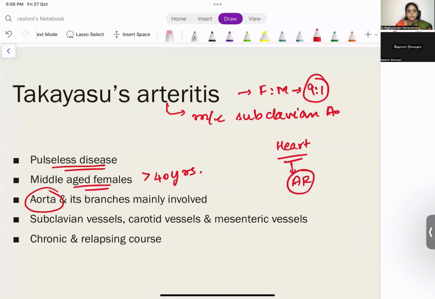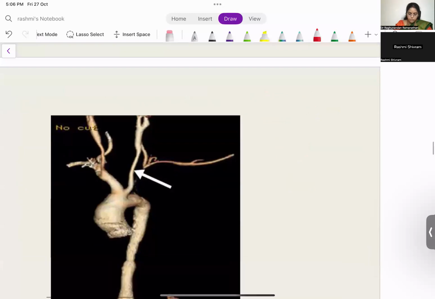You need to remember that Takayasu arteritis is more common in females, 9:1. The most common artery involved is the subclavian artery. The large vessels are involved: subclavian vessels, carotid vessels, mesenteric vessels, renal vessels. It is called a pulseless disease. The BP is unequal and the pulse will also be unequal. It is usually seen in middle-aged females. You can see the stenosis here.